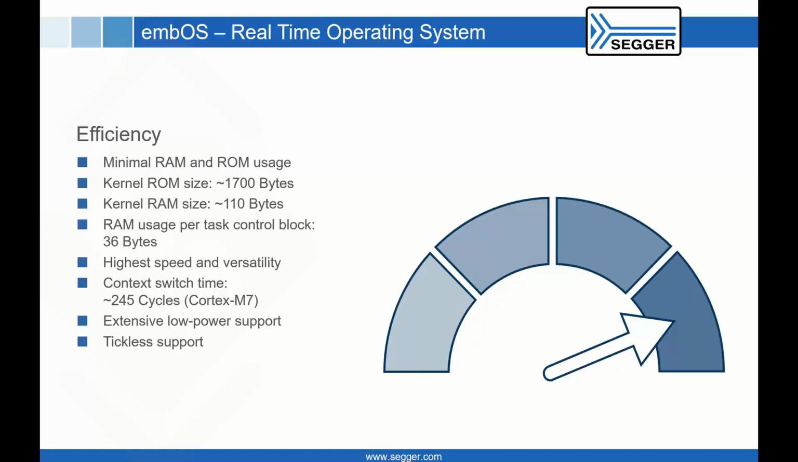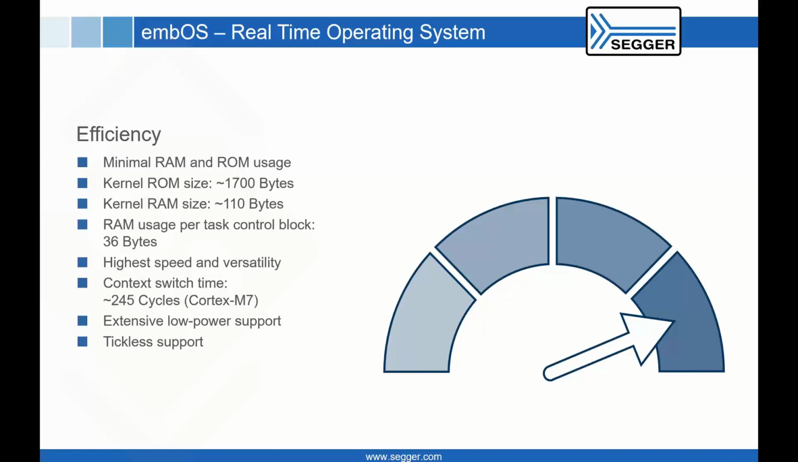So the minimum ROM size for the embOS kernel is about 1700 bytes. You need about 110 bytes of RAM minimum. And then for every task control block, it's just 36 bytes. So you can make an embOS application really, really small and efficient. It's also, because it's so small, very, very fast and versatile.